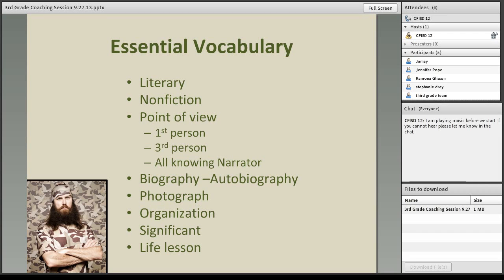The difference again between biography and autobiography, the word photograph is different from picture, so make sure they know that. Organization, so thinking about why a story is organized the way it is and being able to read that word. The word significant, and again, life lesson or theme or lesson, those kind of things. Please make sure that they understand those.